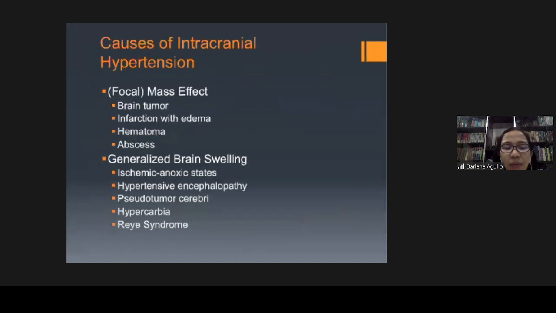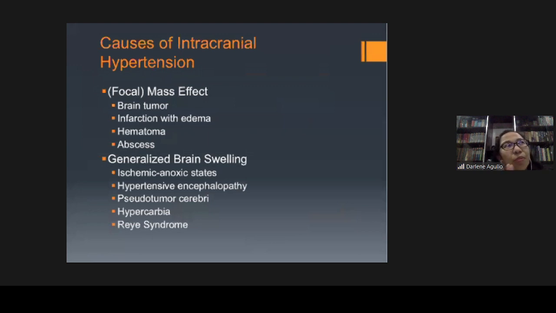Causes of increased intracranial pressure or intracranial hypertension. So, focal mass effect, when there is a focal lesion such as a brain tumor, infarction with edema, hematoma, abscess.